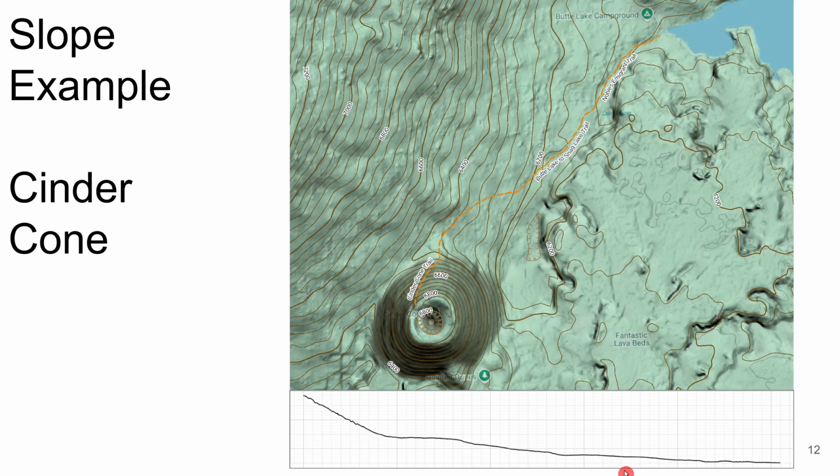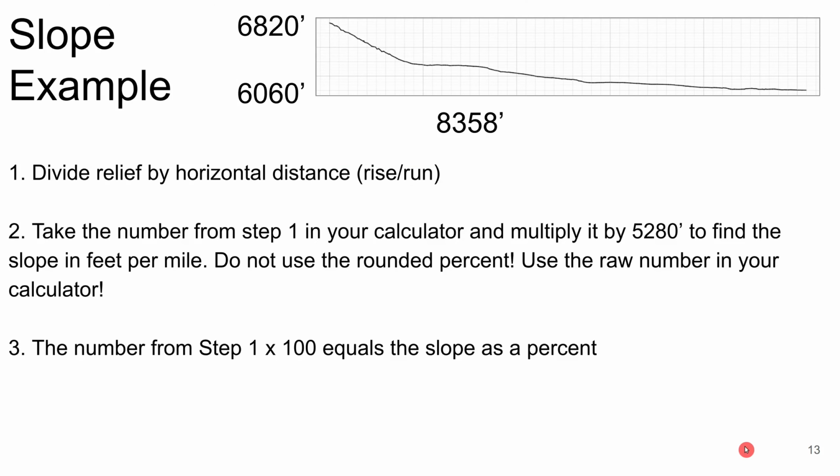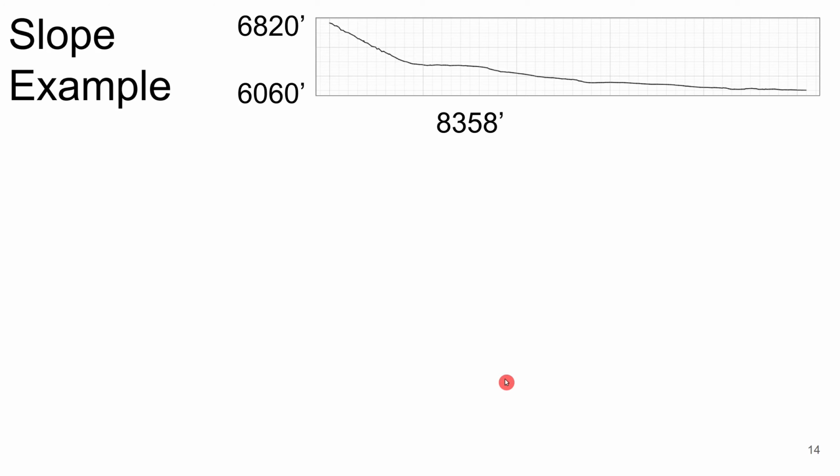We're not going to calculate the steepest or the flattest. We're going to look at the average slope for the whole Cinder Cone. So here is that cross-sectional profile. For the relief, we're going to use the lowest spot and the highest spot. This is the horizontal distance. So step 1, divide relief, the difference between these two elevations, by the horizontal distance. We're going to take that number and multiply it by 5,280 to get feet per mile. And then the answer in the calculator times 100 is the slope as a percent. So let's go through that.